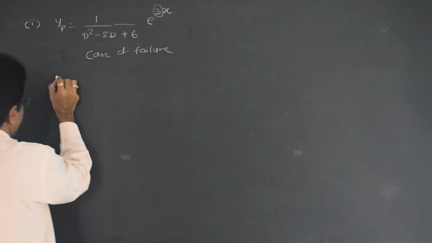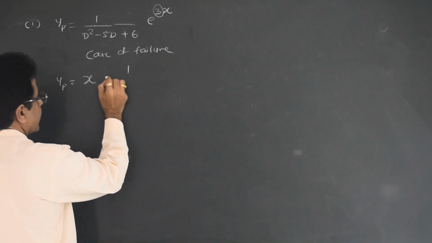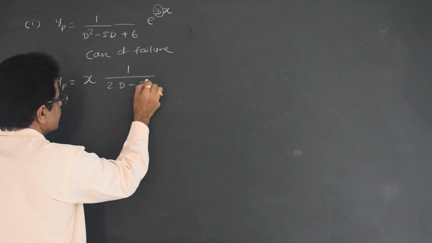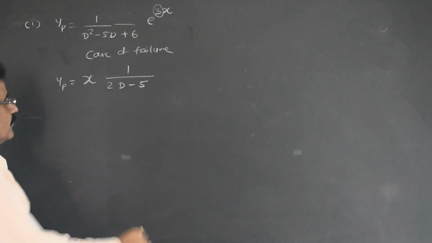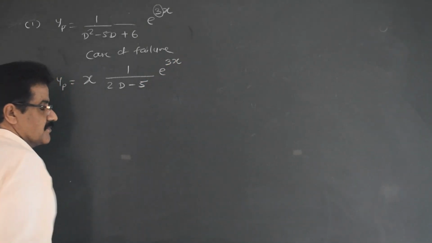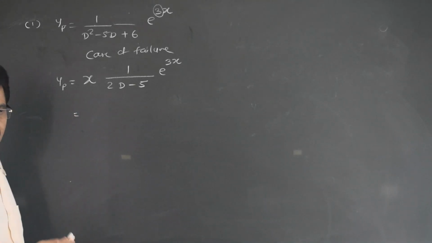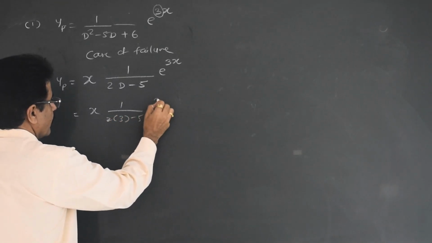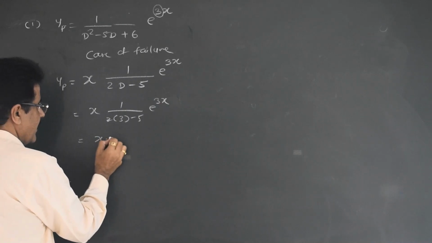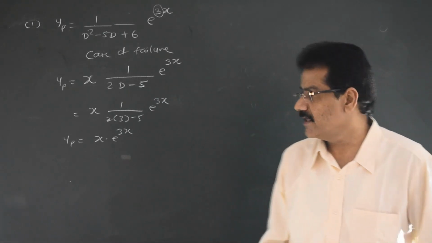So in case of failure, we have to introduce x here, and then we take the derivative of the denominator with respect to d. So d square minus 5d is differentiated as 2d minus 5, e raised to 3x as it is. And now we check if you replace d by 3 whether you get 0 or a non-zero term. Clearly we can observe that if you replace d by 3 you get a non-zero term. So 2 into 3 minus 5, and therefore we get x into e raised to 3x. So this is the way of finding yp using case number 1.